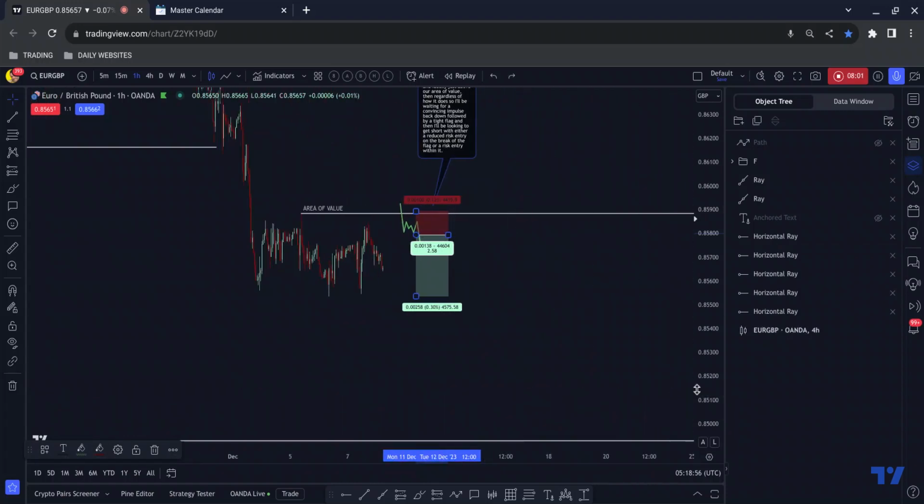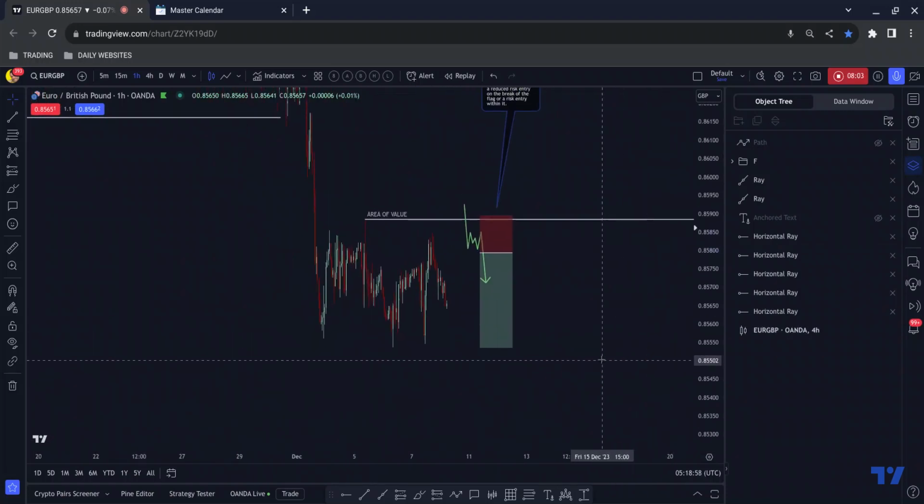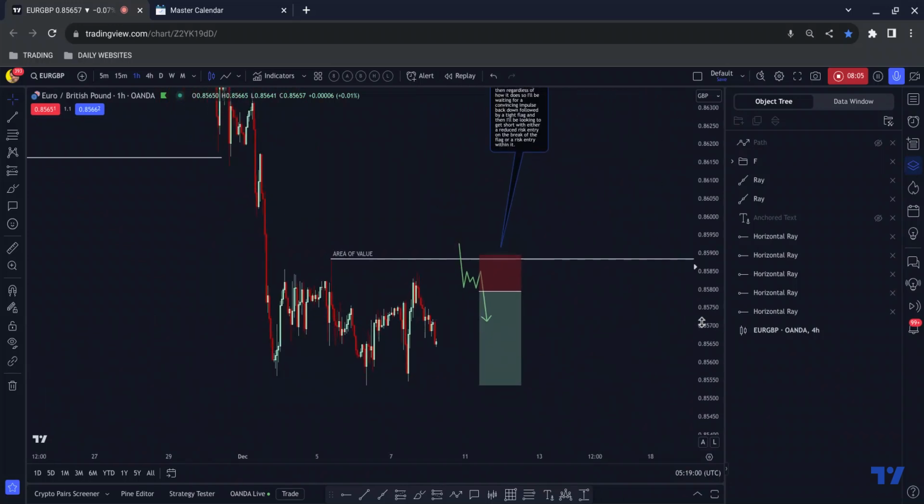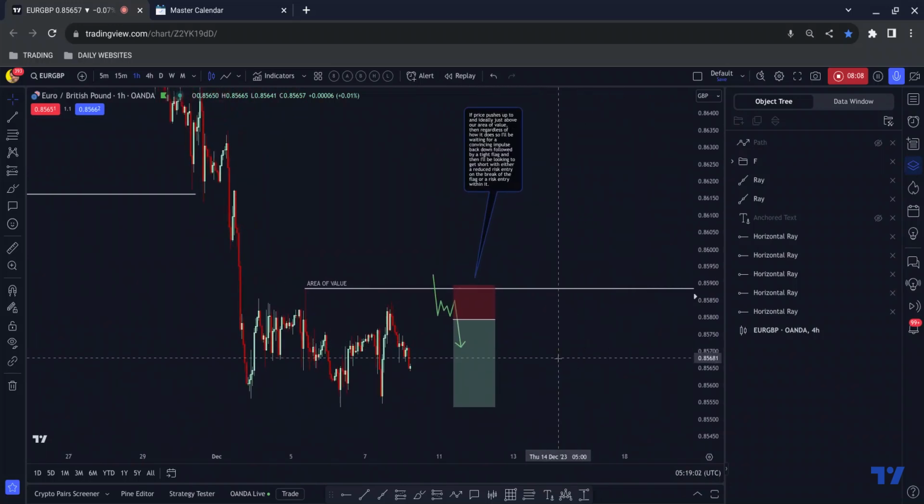When was the last time you walked away with 8.5%? I asked myself. Probably not for a while. So that's a solid profit target there. So I'm going to move on. That is Euro Pound. I have an alert set below the area of value.